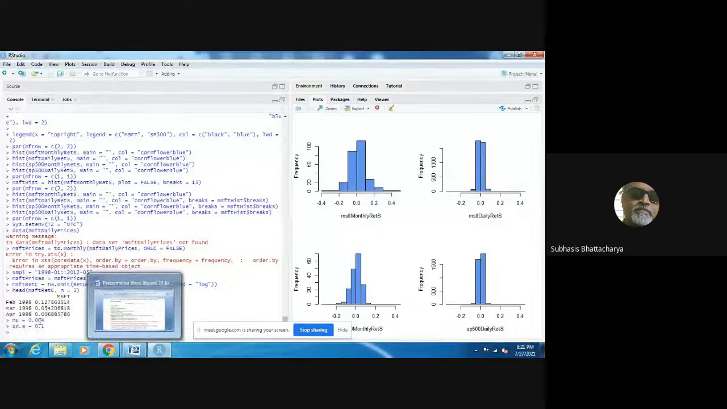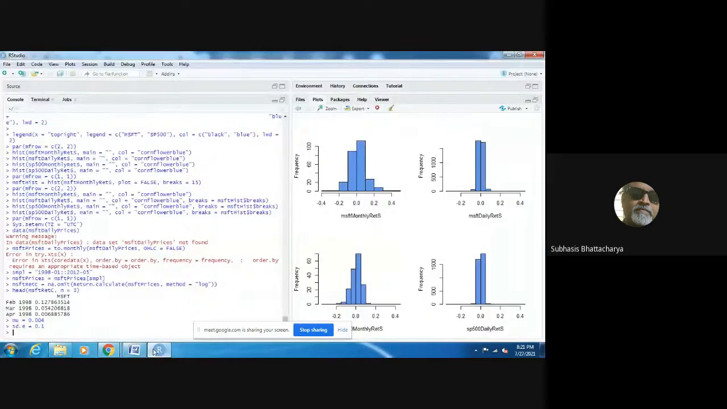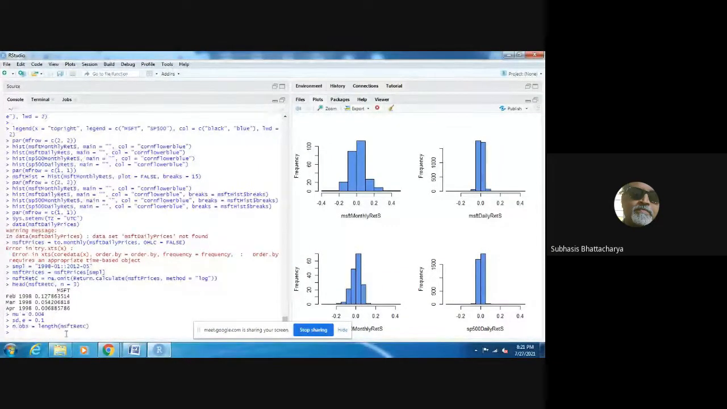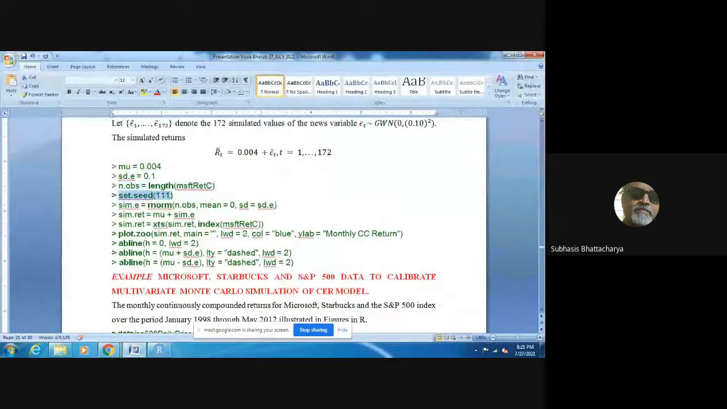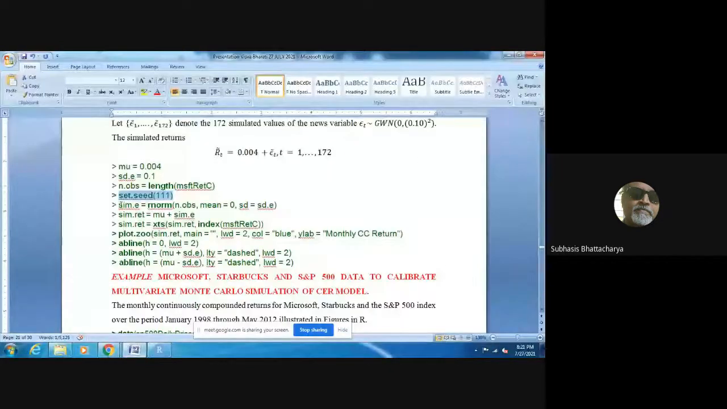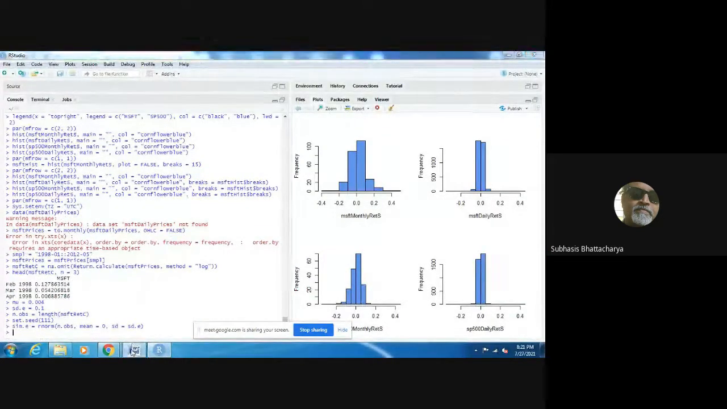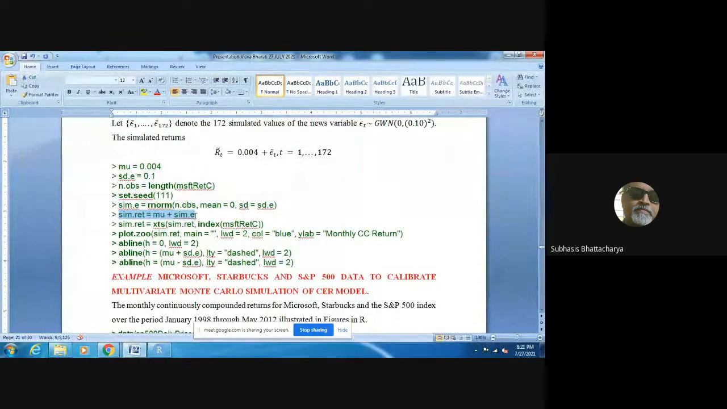So here you consider the mean is 0.004 and the standard error is this. Standard deviation is this, and the number of observations is 178. That is the length of the sample period. And set CD is the function of R. Then you simulate the return. That is the form.